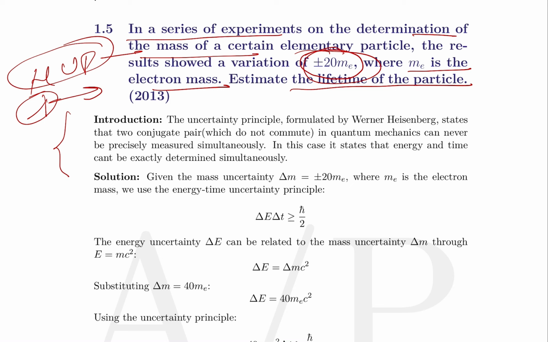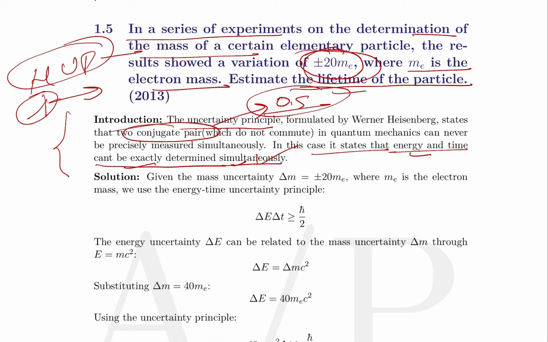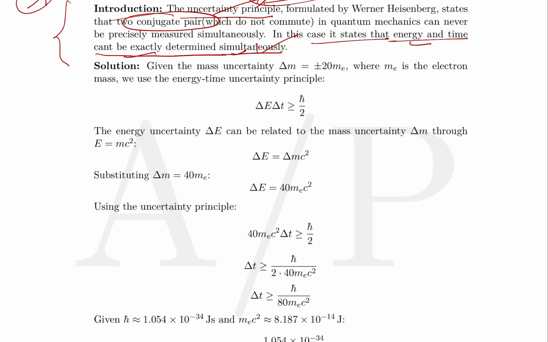The introduction is: the uncertainty principle formulated by Werner Heisenberg states that two conjugate pairs which do not commute in quantum mechanics can never be precisely measured simultaneously. In this case, it states that the energy and time can't be exactly determined simultaneously. Okay, so again, since it was a question related to the lifetime of the particle, the energy and time can't be determined simultaneously. Same concept, the conjugate pair concept. The examiner would definitely be impressed if you write this, and you gain these marks. Let's come to the solution part.